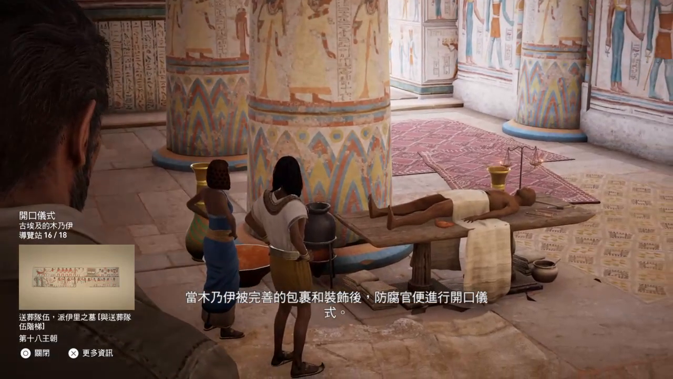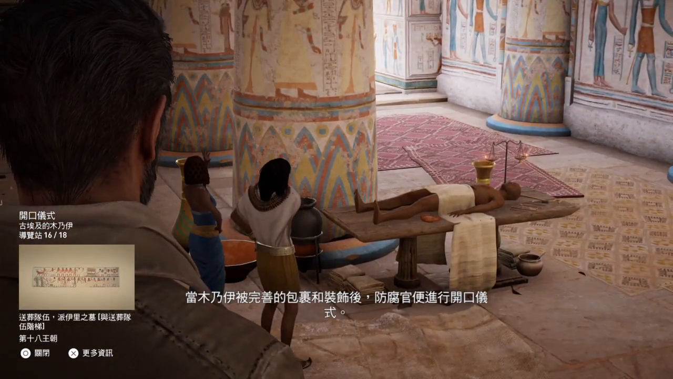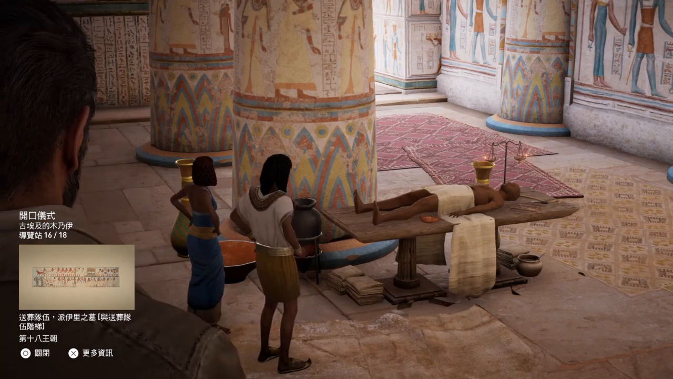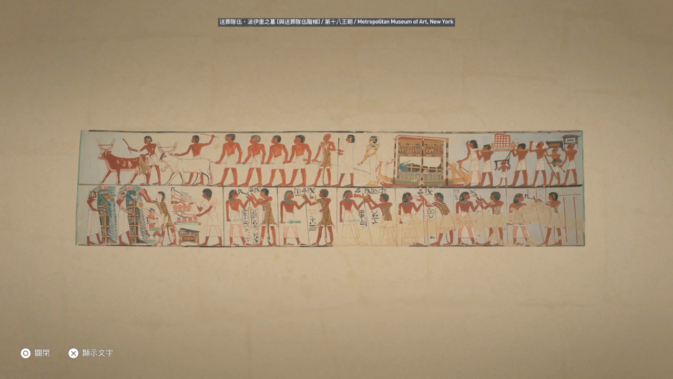Once the mummy was properly wrapped and adorned, the embalmers proceeded with the ceremony of the opening of the mouth. A vital step of the funerary process, this ceremony was meant to bring back to life the deceased themselves or an object representing the deceased.